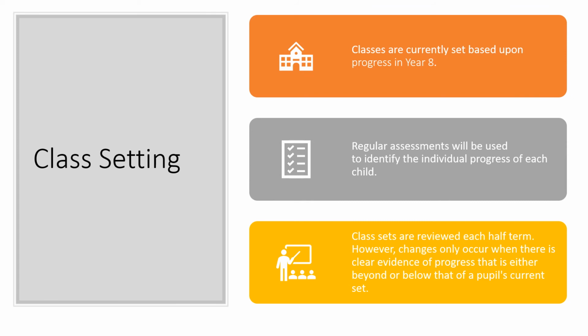Classes in Year 9 are currently set based upon progress from Year 8. In Year 9, regular assessments will be used to identify the individual progress of each child. Their class sets will be reviewed each half-term. However, changes only occur when there is clear evidence of progress that is either beyond or below that of the pupil's current set.